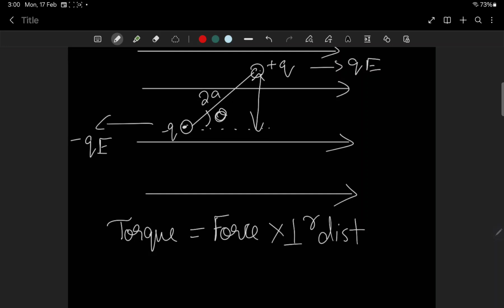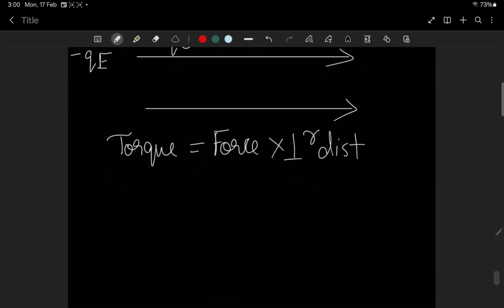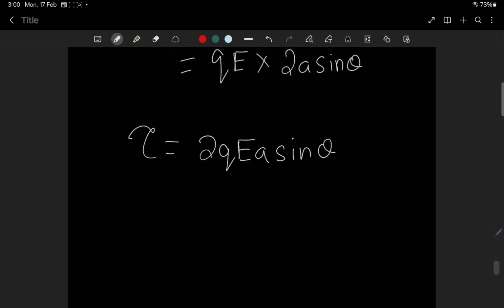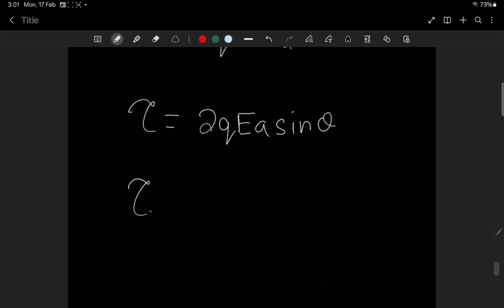How to find it? This theta is given to us, so the distance will be 2a sin theta. Force is equal to QE, and perpendicular distance is 2a sin theta. Therefore, torque is equal to 2QEa sin theta. You know that 2Qa is the dipole moment, so torque is PE sin theta.